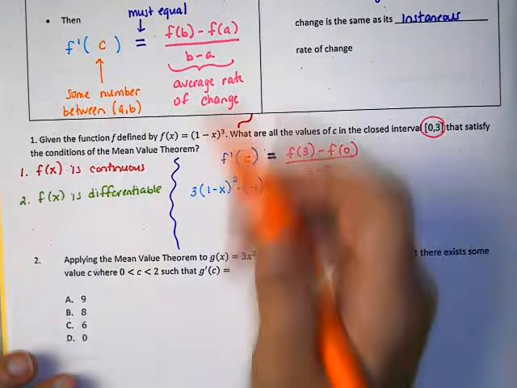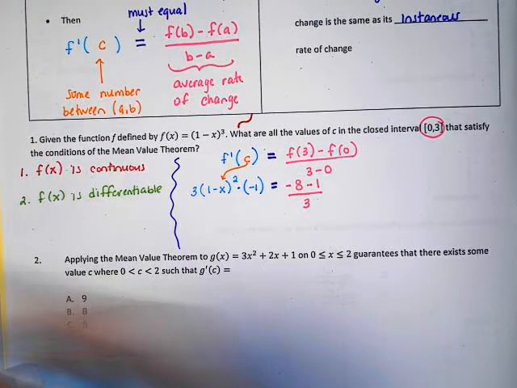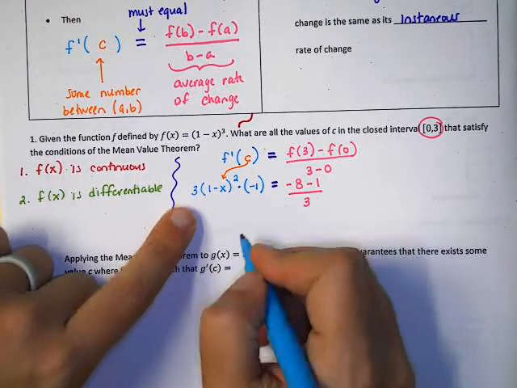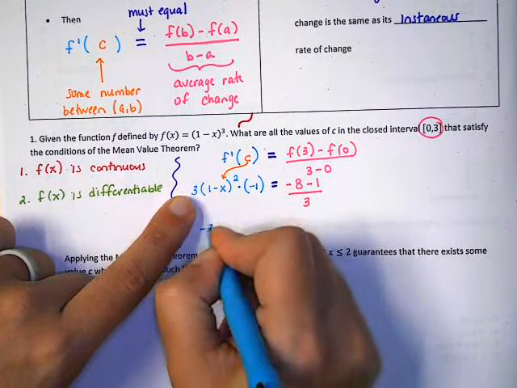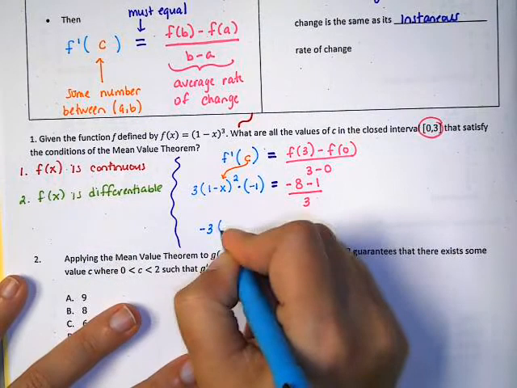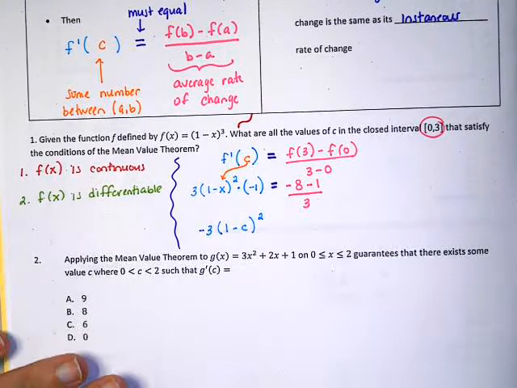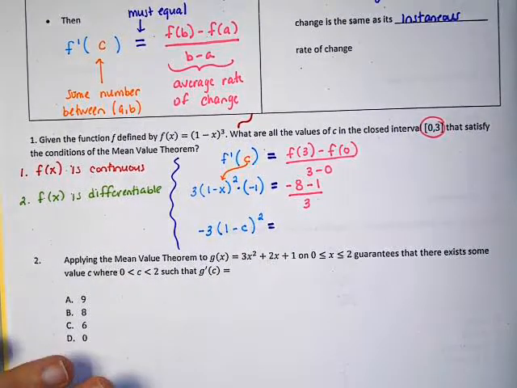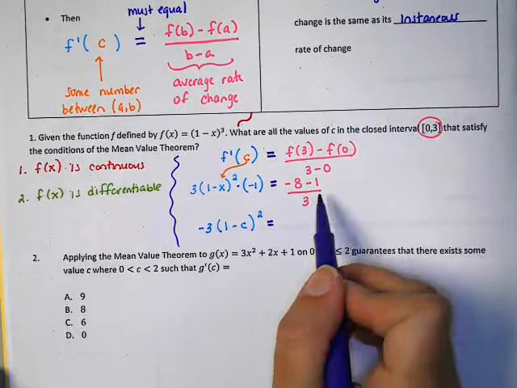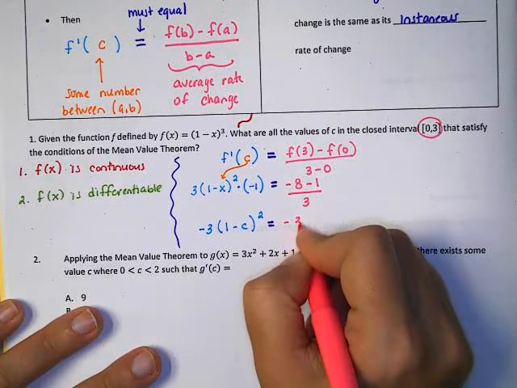Lastly, I would take the c and plug it in for this x. So my simplified left side of my equation would be 3 times negative 1. I'm just going to move that to the beginning and make it negative 3, parentheses 1 minus c squared. Now this has to equal the simplified right side. So negative 8 minus 1 is negative 9, divided by 3, which is negative 3.